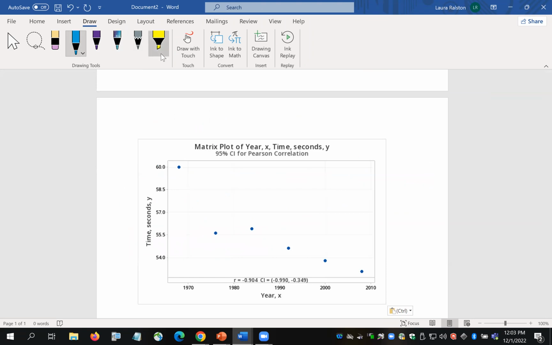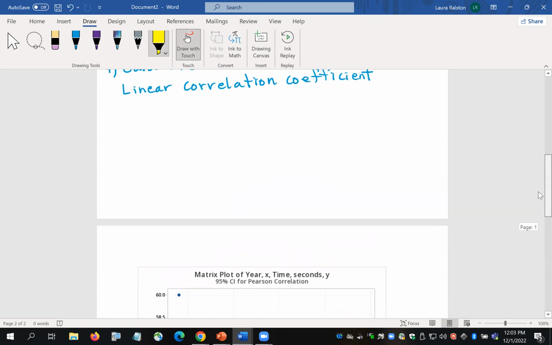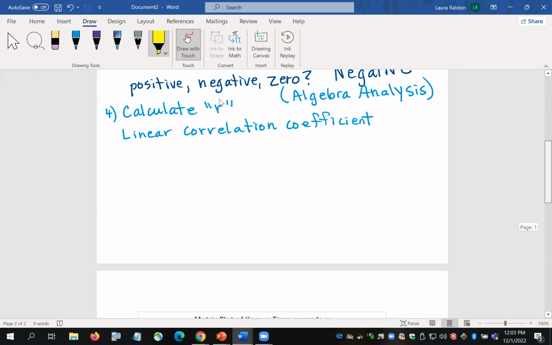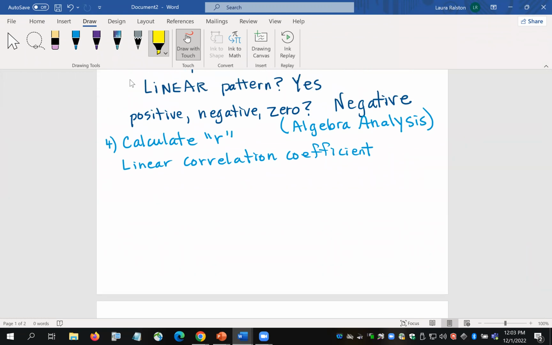Okay, the reason I copied that is because I want you to realize that your R is here underneath the scatter plot on that output. So my R value is negative 0.904.